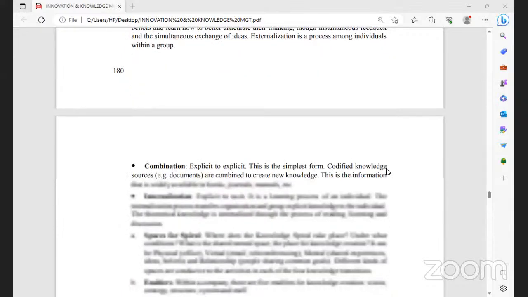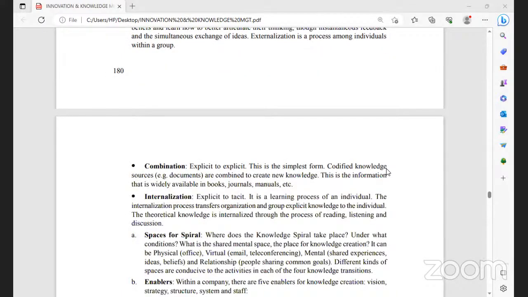And third one is combination, explicit to explicit. This is the simplest form. Codified knowledge sources are combined to create new knowledge. This is the information that is widely available in books, journals, and manuals, which relates to secondary data.